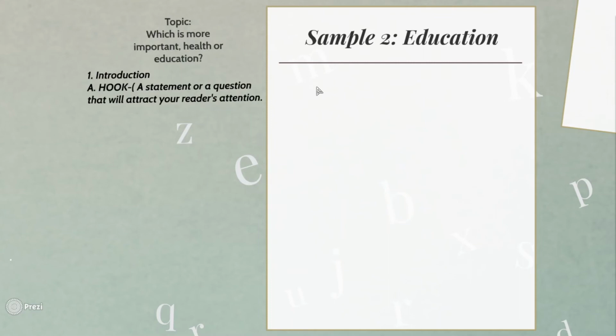So again, we have the introduction, the first paragraph. Your first sentence is a hook, so it can be a statement or a question that will attract your reader's attention. So here, it's a question. Do you want to be successful in your life? So again, that attracts or motivates your reader.